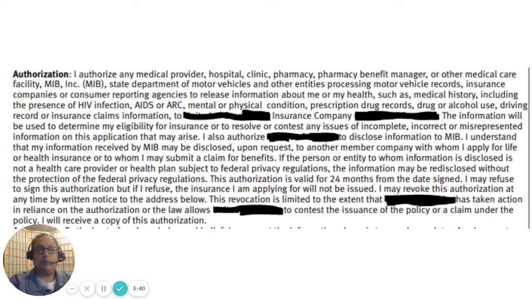So it's basically, I'm authorizing medical providers, hospitals, clinics, pharmacy benefit managers to be okay with having my information shared behind the scenes. So what does that mean? It's very formal. And they're going to share such things as your medical history and whether you had certain conditions and what type of medications you've taken. And they actually include your driving record as well, which is interesting because you wouldn't think necessarily that comes under the insurance piece, which is what we're going to get to specifically with the MIB.